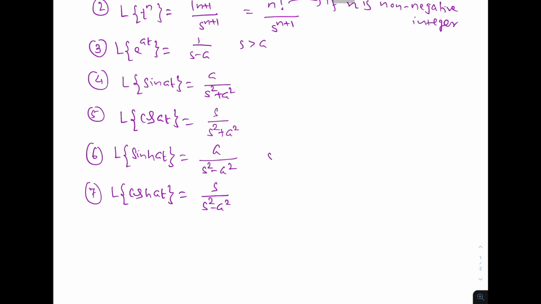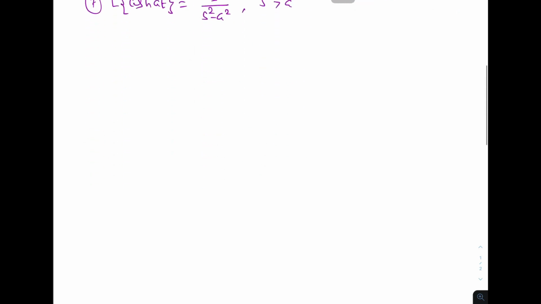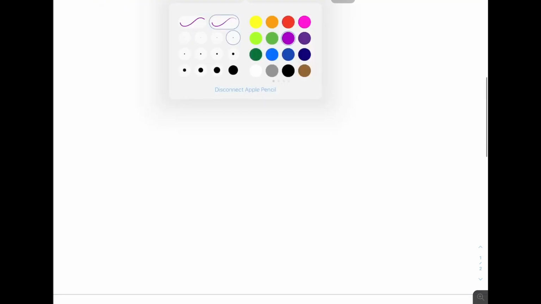So here now we take some examples where we need to use these standard function formulas. So let us take the example.